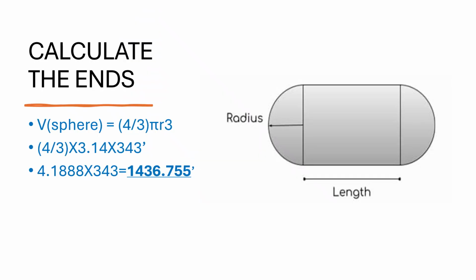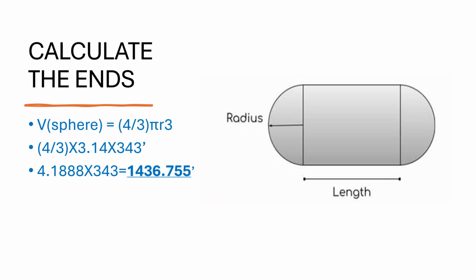Next, we're going to calculate the ends. Basically, if you take both ends off the cylinder and put them together, you're going to have a sphere. There is a way to calculate those independently, but to save steps, we just go ahead and calculate it as a sphere. That way it will be 4/3 times pi times r cubed.